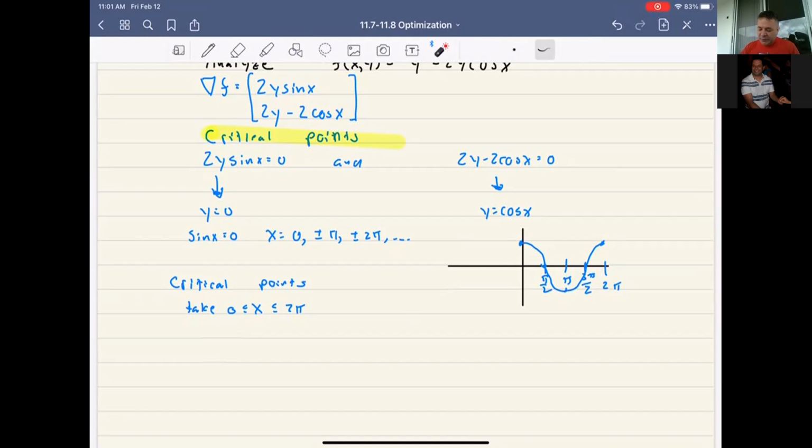I have it written down. So 0, 1. That's going to be a critical point because when x is 0, then your y has to equal cosine of 0, so that's going to be 1, okay?